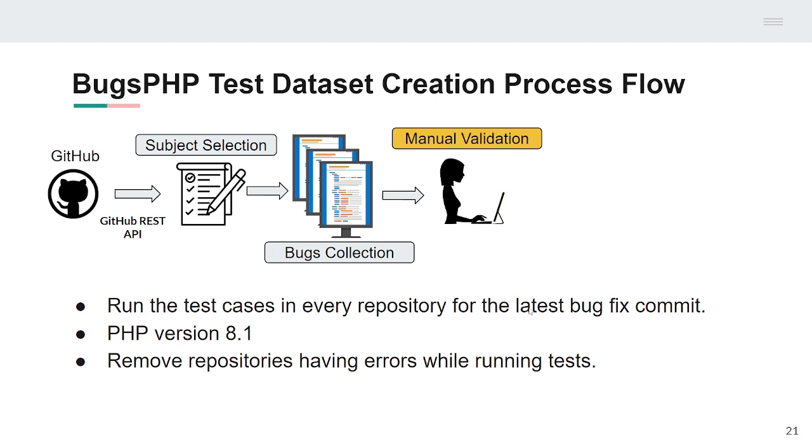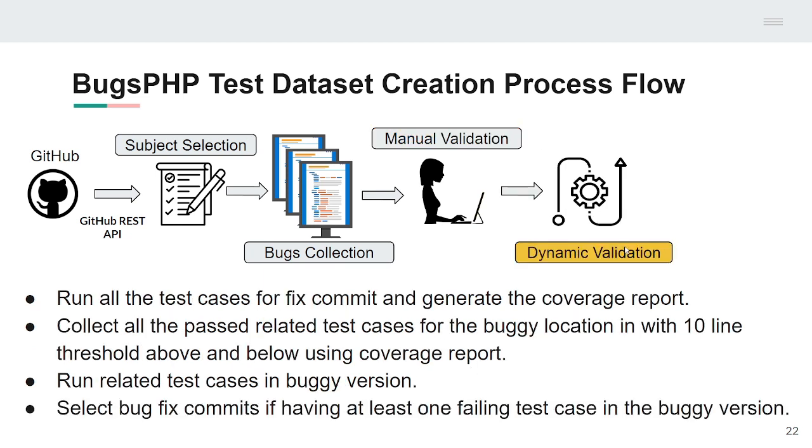After the bug collection, we manually check that the test cases run in each repository by running the test cases for the latest bug fix commit that we collected. For this, we choose PHP version 8.1 because currently it is the latest stable PHP version. After this step, we removed some repositories that could not run test cases due to issues like PHP version incompatibility. Next step is dynamic validation.